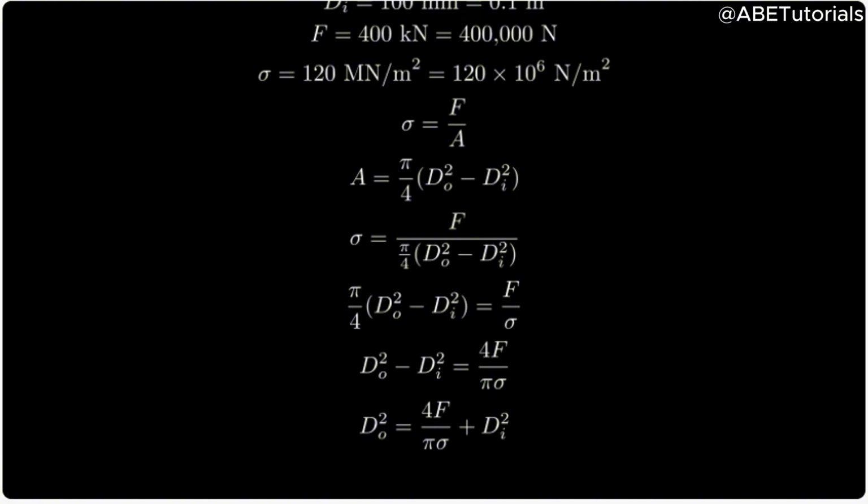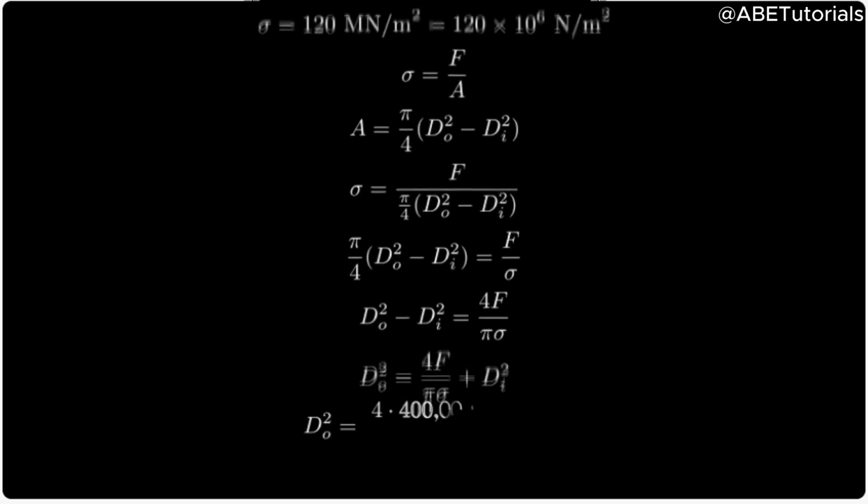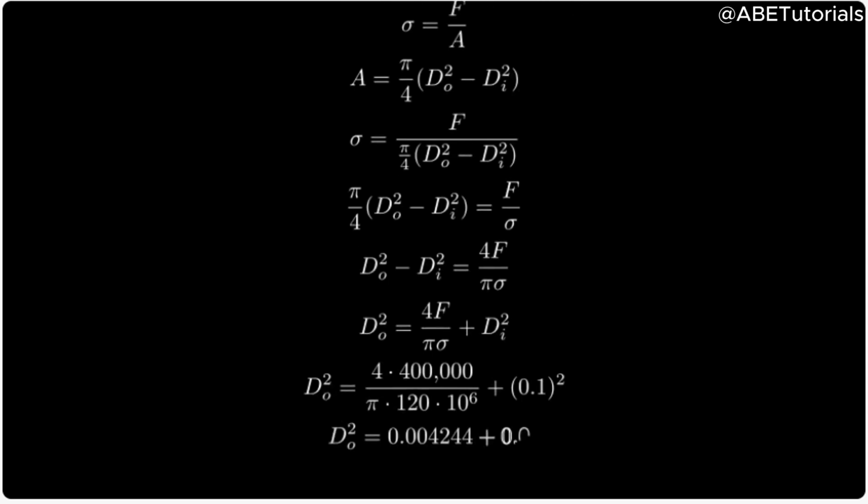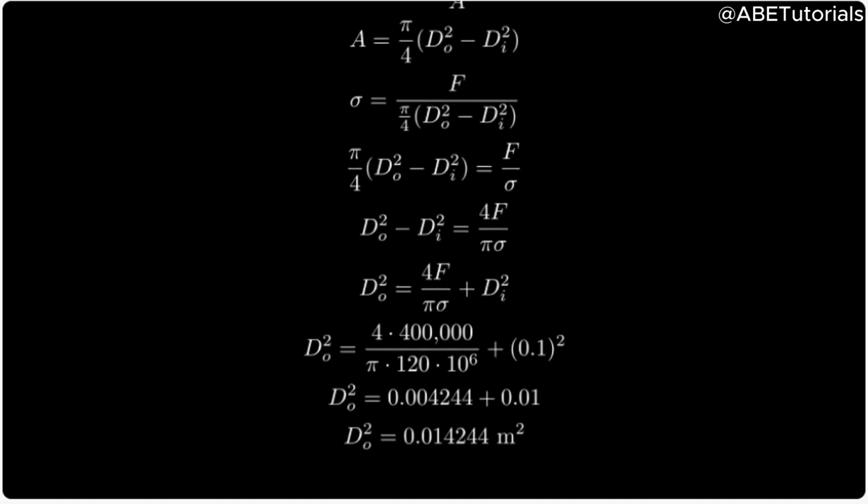Let's plug in the known values we listed earlier. d sub O squared equals 4 times 400,000 divided by the product of pi and 120 times 10 to the 6th, plus 0.1 squared. Calculating the fraction gives approximately 0.004244. 0.1 squared is 0.01. Adding these two terms gives d sub O squared equals 0.014244. Remember, this value is in square meters.